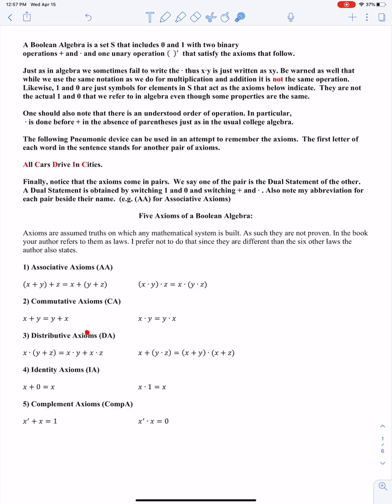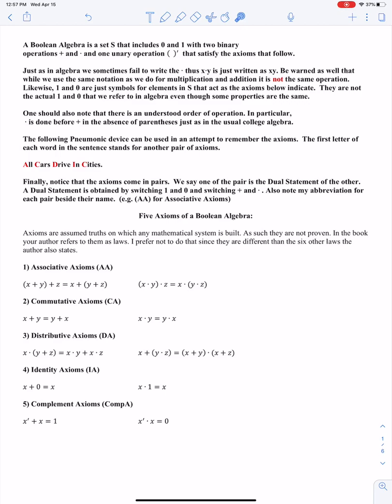The distributive axiom is, well, you remember the distributive property? It said x dot (y plus z) is x dot y plus x dot z. Well, that one you remember back in algebra. But we have another distributive axiom in a Boolean algebra that's not true in our regular college algebra sense.